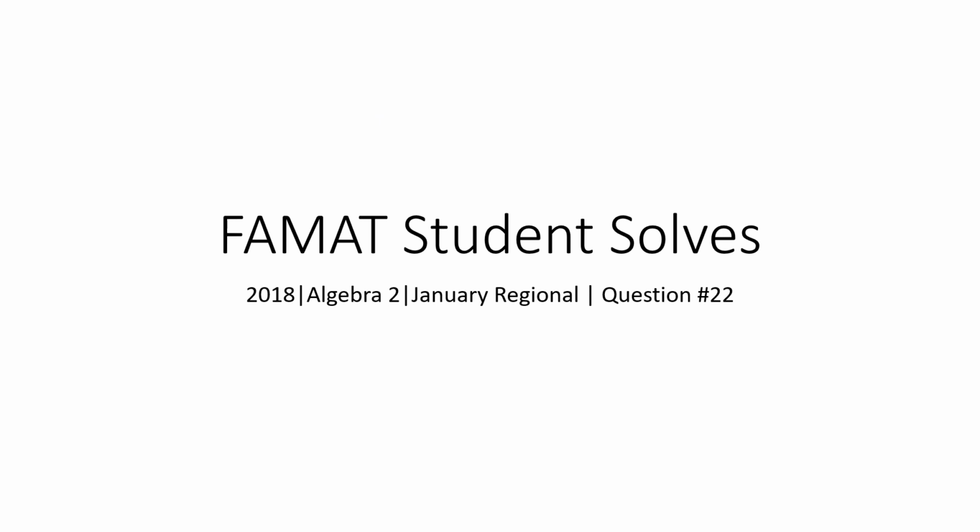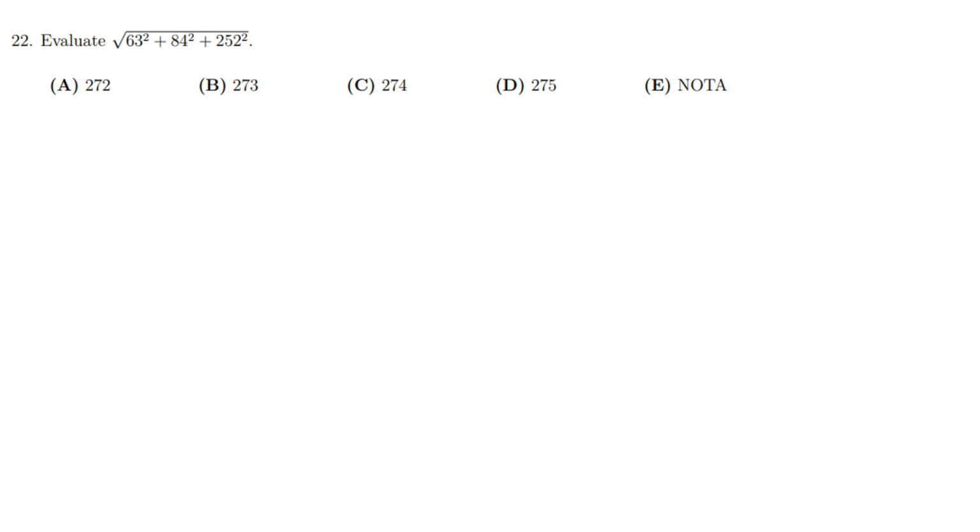We are going to be doing question number 22 in the 2018 Algebra 2 individual, and this was during the January regional. Alright, the question itself. Evaluate the square root of 63 squared plus 84 squared plus 252 squared. Now, you could either do this the hard way and find the square of each number, then add them together, then find the square root of that, but that is very time consuming.